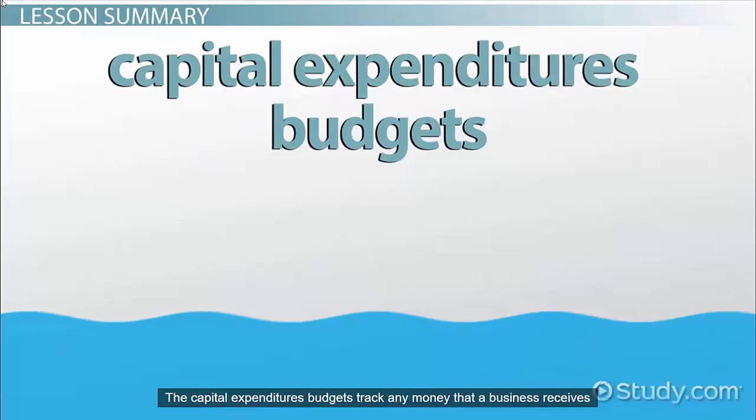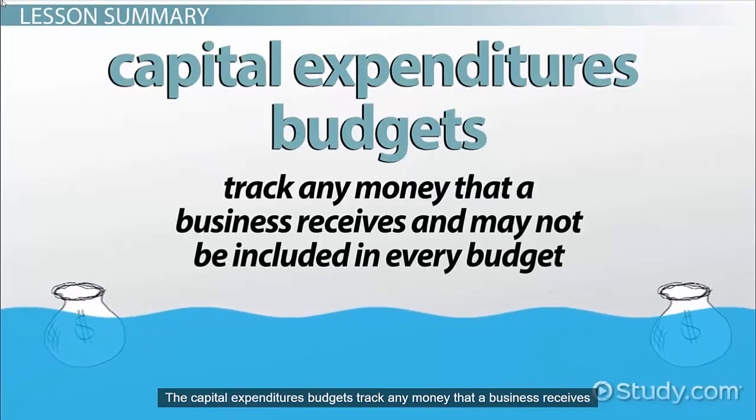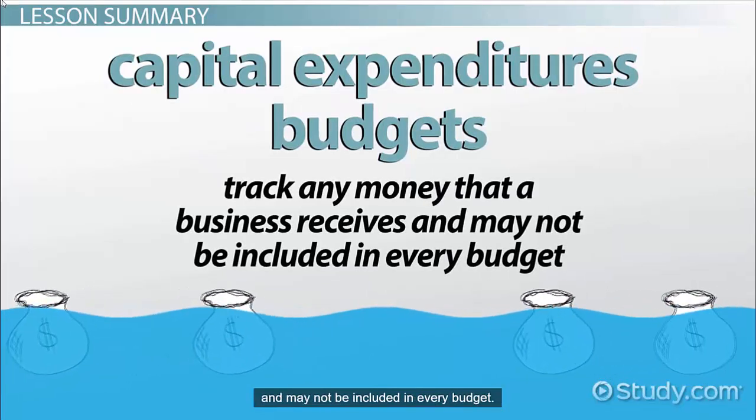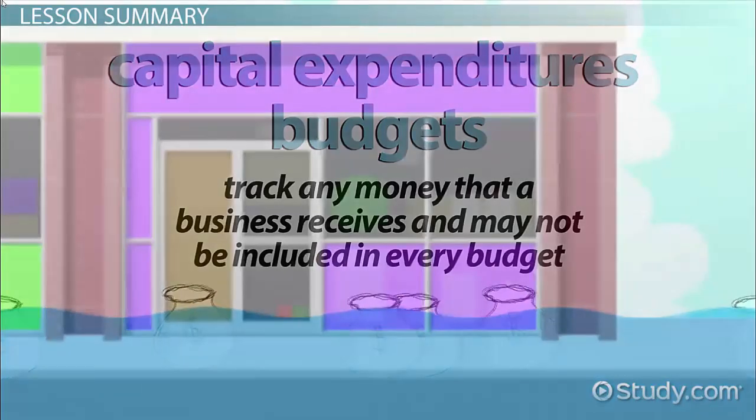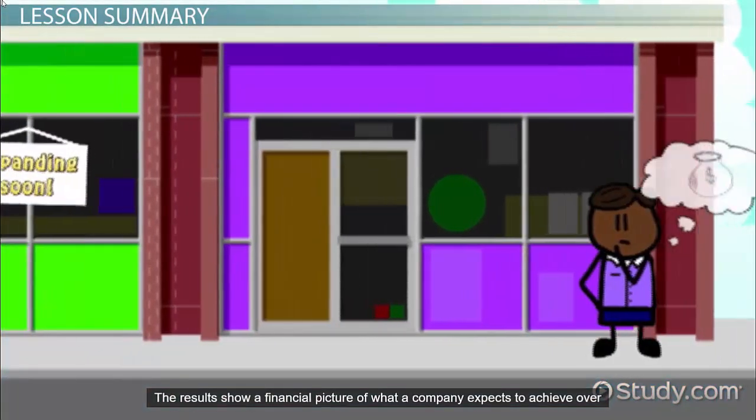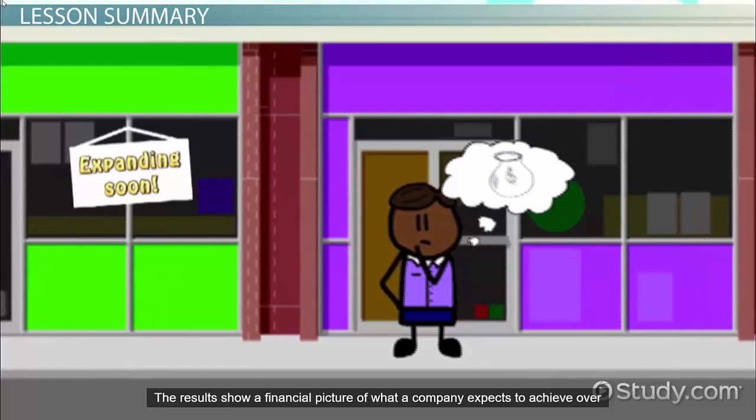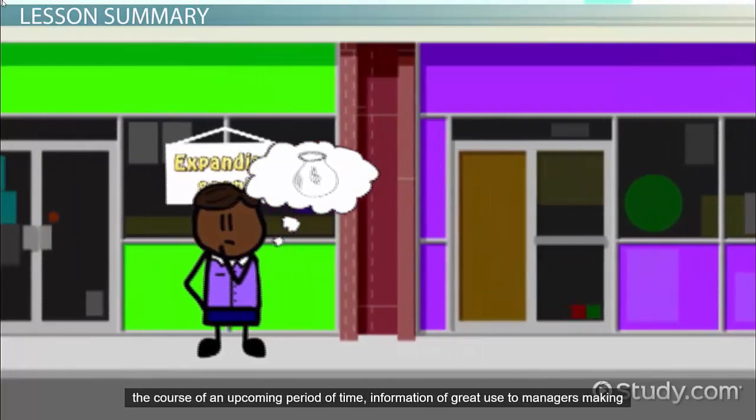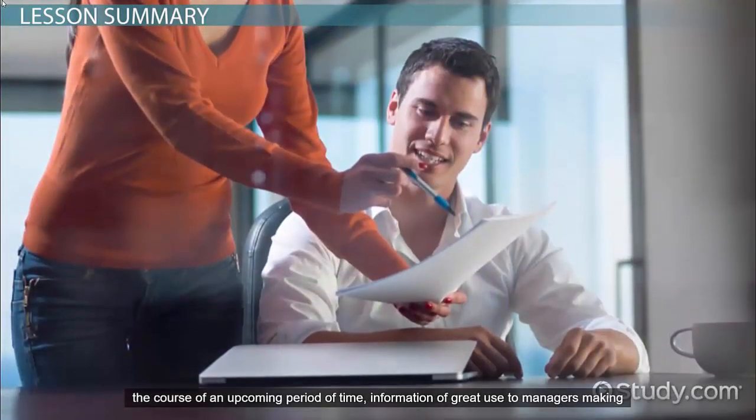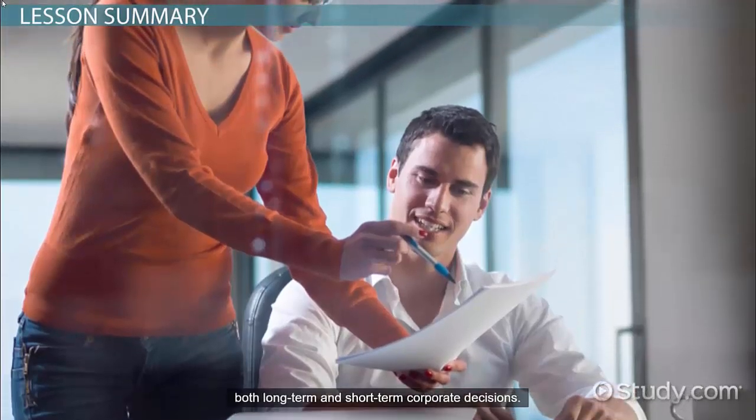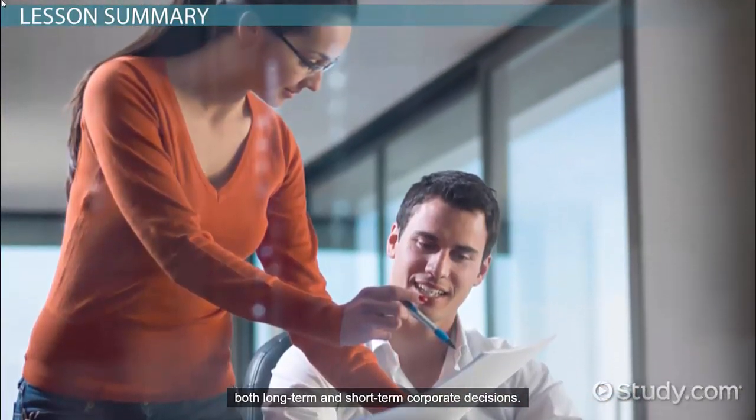Capital expenditures budgets track any money that a business receives and may not be included in every budget. The results show a financial picture of what a company expects to achieve over the course of an upcoming period of time. Information of great use to managers making both long-term and short-term corporate decisions.